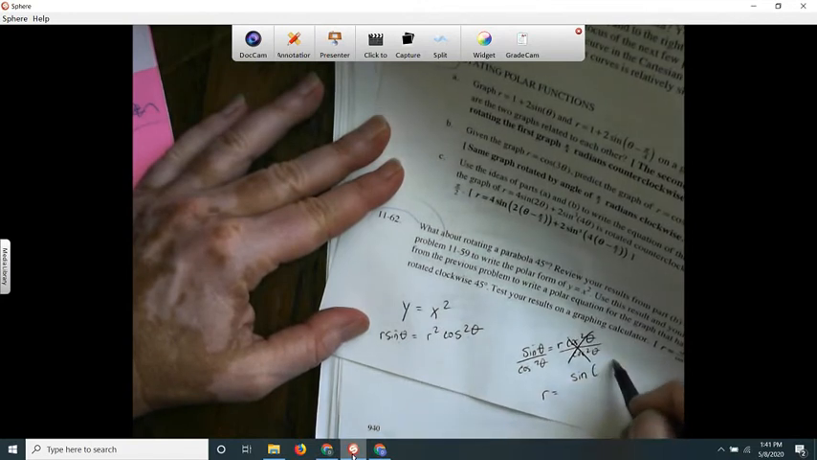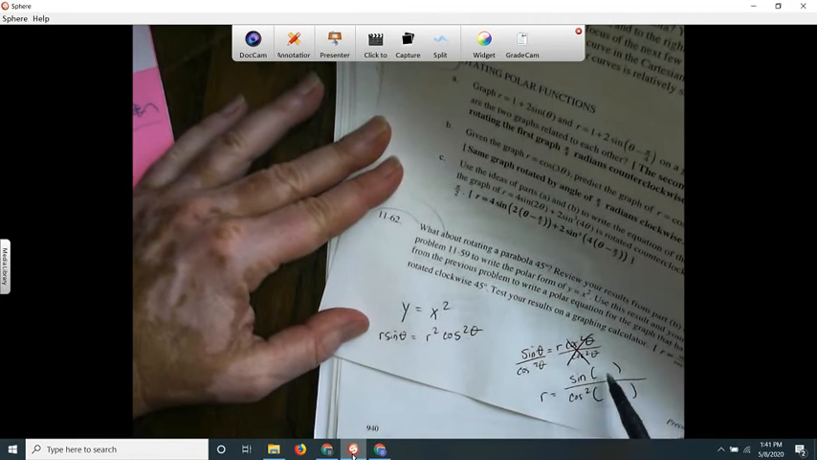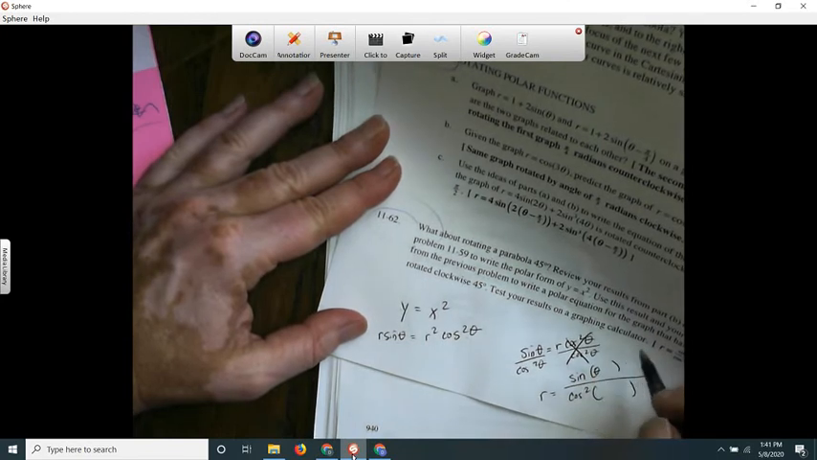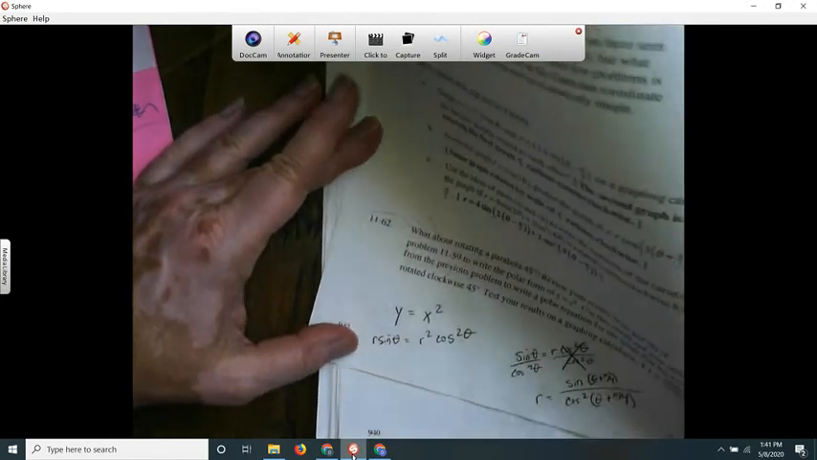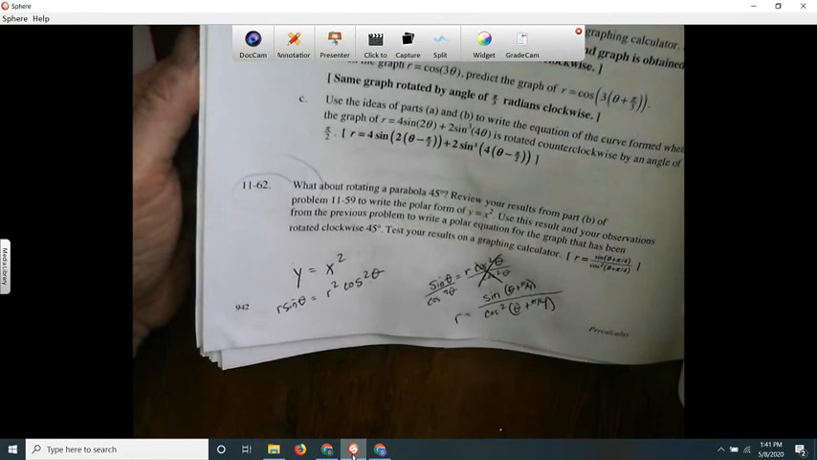Instead of theta, I'm going to write theta minus or plus pi over 4. So I just rewrote it like that, but instead of theta, I'm supposed to rotate clockwise by 45 degrees. And 45 degrees is pi over 4, so I go theta plus pi over 4. Sorry, I had it all written out, and then I don't know where I put it. And then you can test your results on a graphing calculator.